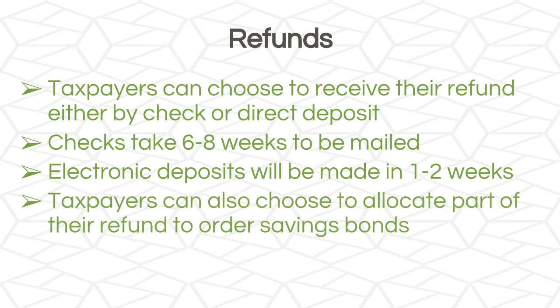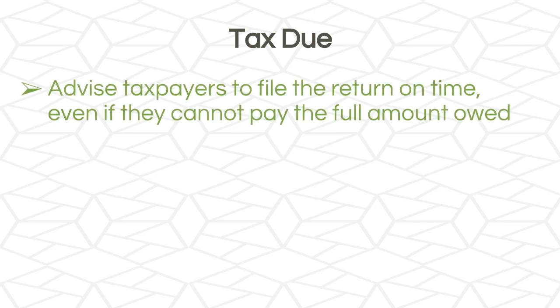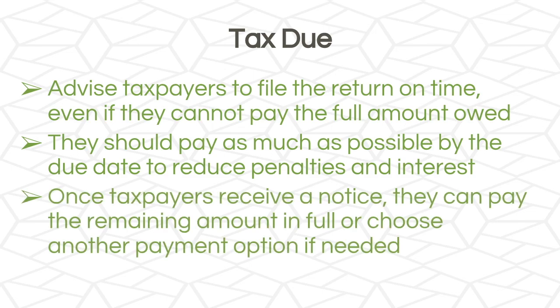Taxpayers can also choose to allocate part of their refund to order savings bonds in $50 increments. Now, if the taxpayer has tax due instead of a refund, then we advise the taxpayer to file their return on time, even if they can't pay the full amount owed. They should pay as much as possible by the due date to reduce any penalties or interest. And then once the taxpayer receives a notice, they can pay the remaining amount in full or choose another payment option if needed.